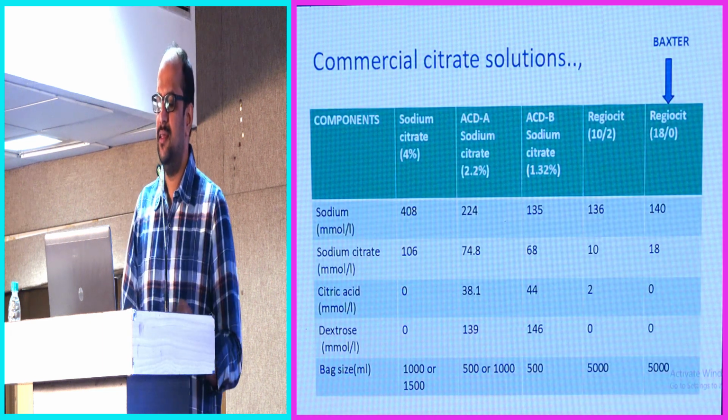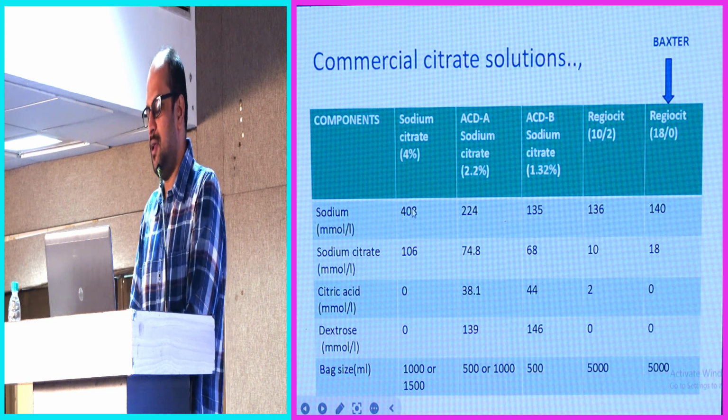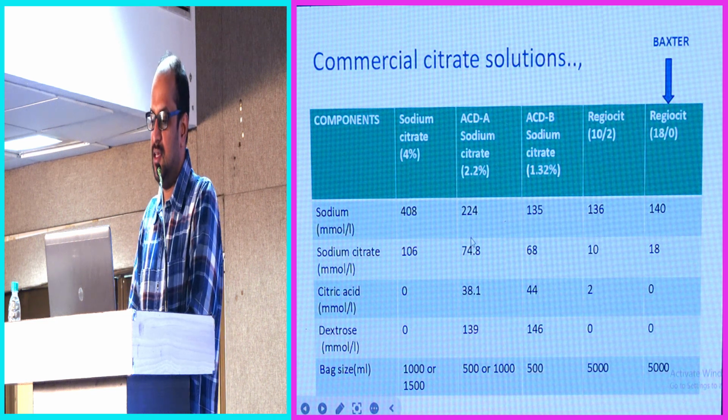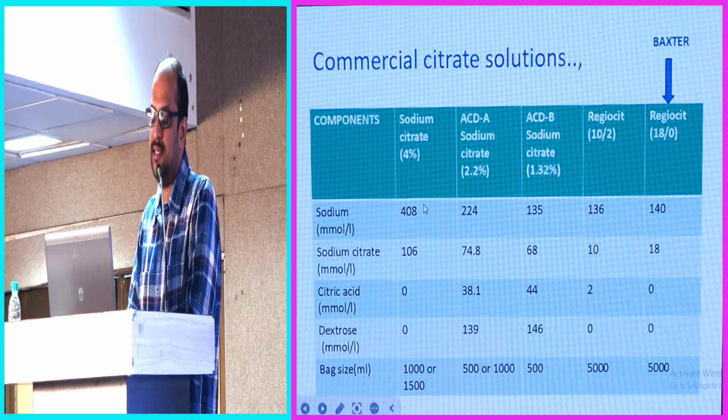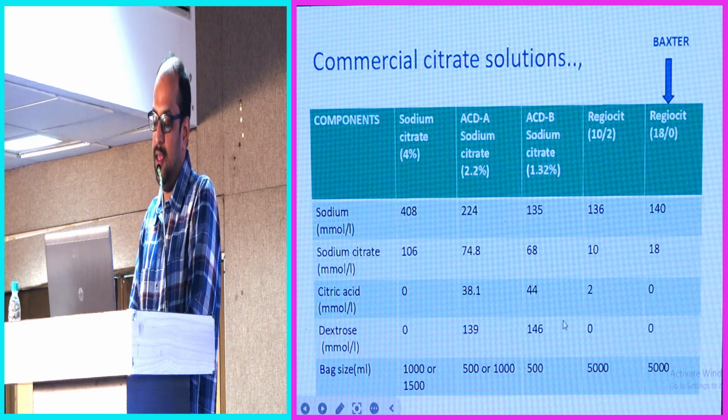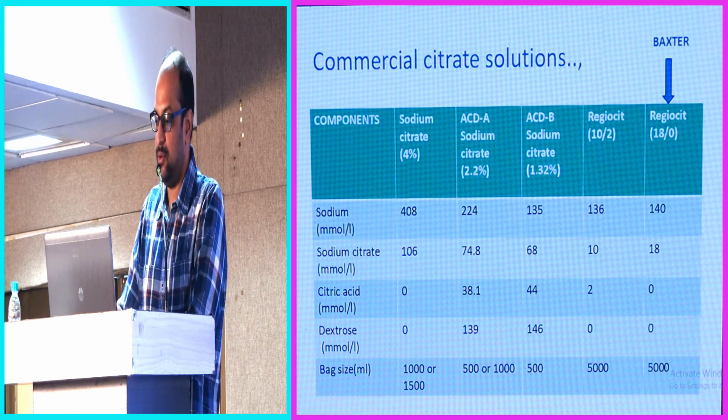So coming to the citrate solutions, over almost the last 3 decades, there has been a lot of change. We can discuss it in the next few slides, but it is worthwhile to notice that there is a change in the sodium concentration in the citrate. Initially it was 408, now it is 140, almost isotonic. And citrate levels, which were very high initially, almost 38, now it is 0 citric acid. And sodium citrate, which was 106, we decreased it to 18. Why these changes are happening and why it is important, I am going to discuss now.